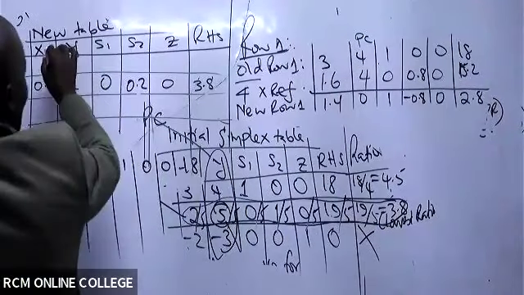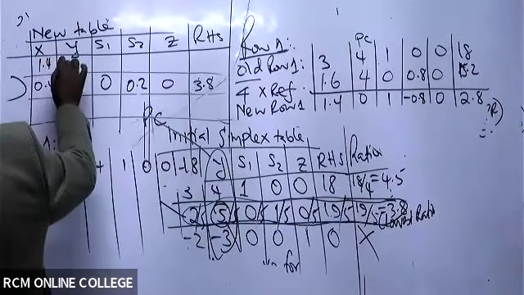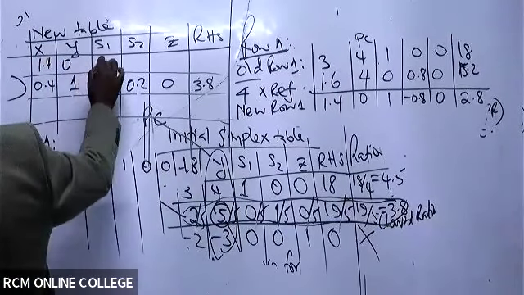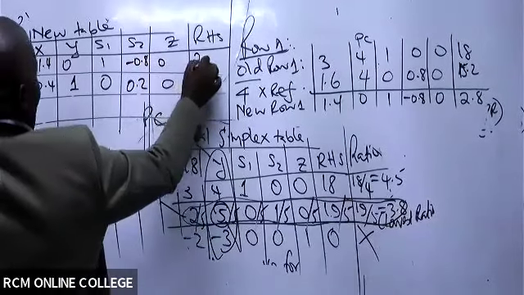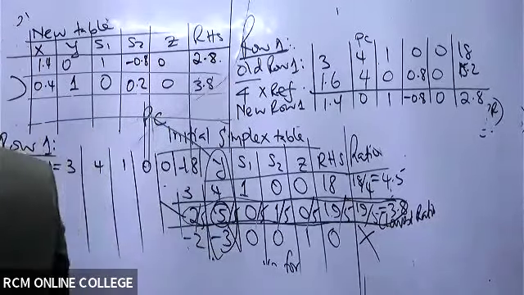So this is what we bring here to the new table. The new row 1, what do we have here? We have 1.4, 0, 1, minus 0.8, 0, and then 2.8, like that.